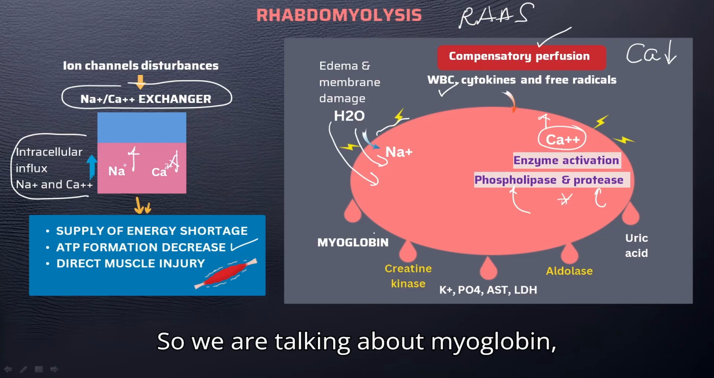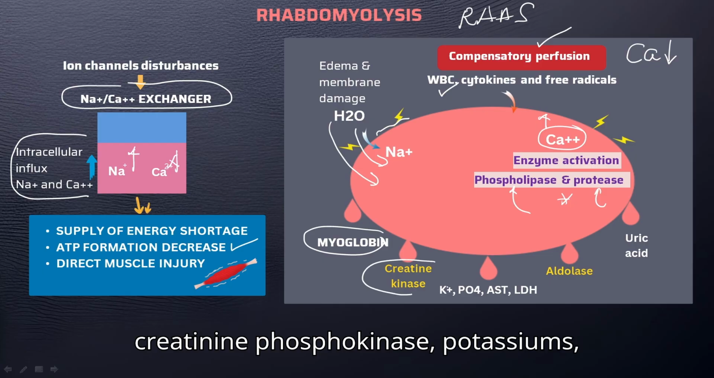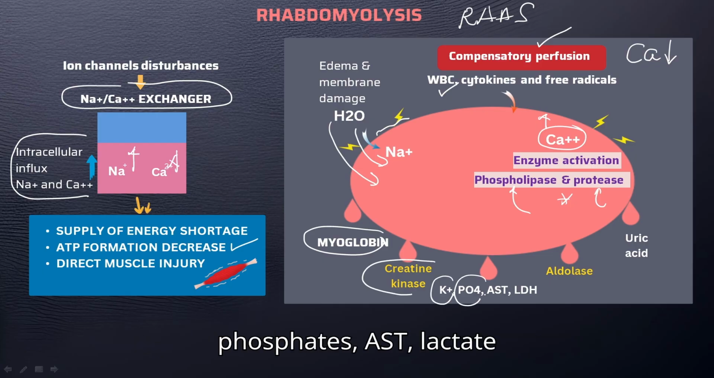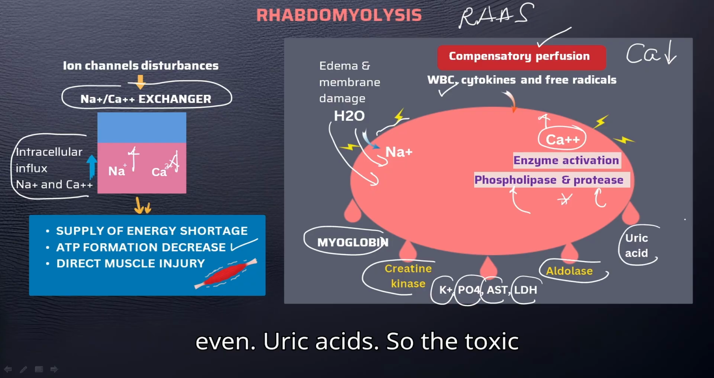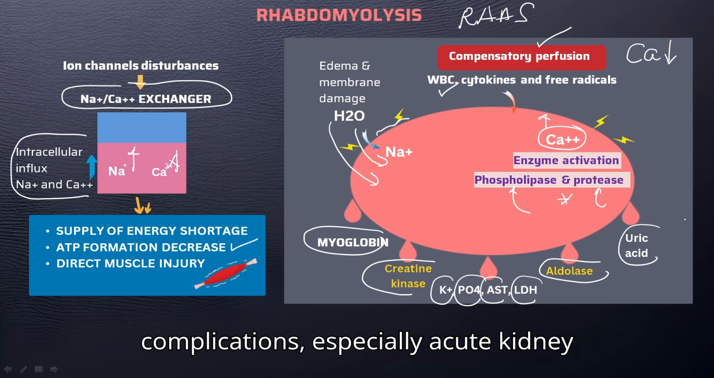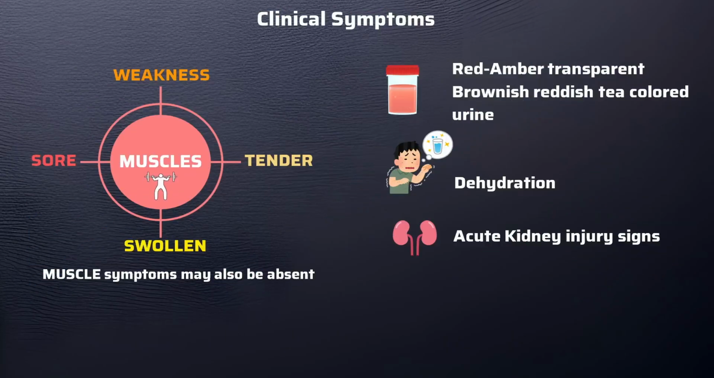So we are talking about myoglobin, creatine phosphokinase, potassiums, phosphates, AST, lactate dehydrogenase, aldolase enzymes, and even uric acids. So the toxic cocktail contributes to systemic complications, especially acute kidney injury, electrolyte imbalances, and multi-organ stress.